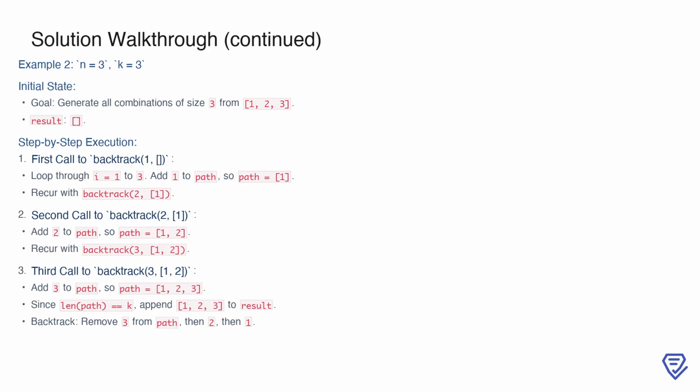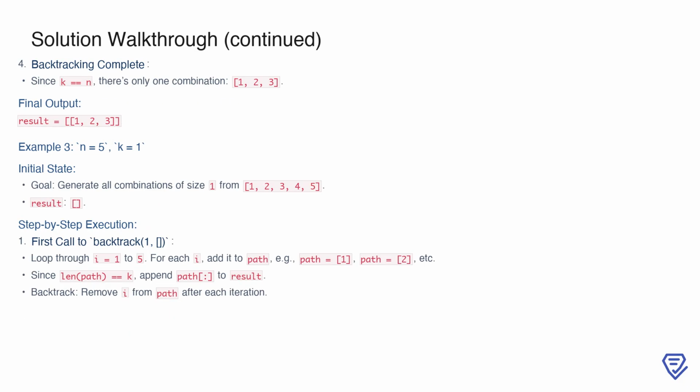In the third call, we add 3 to the path, resulting in [1, 2, 3]. At this point, the length of path equals k, so we append [1, 2, 3] to the result. Afterward, we backtrack step by step, removing 3, then 2, and finally 1 from the path, bringing it back to an empty state. Once the backtracking process is complete, we find that there's only one valid combination when k equals n, which is [1, 2, 3]. This is because the only way to select all three numbers from the set 1, 2, 3 is to include every element.